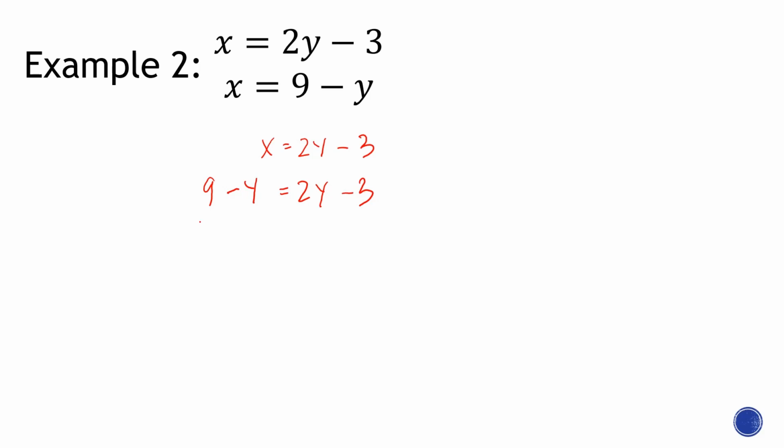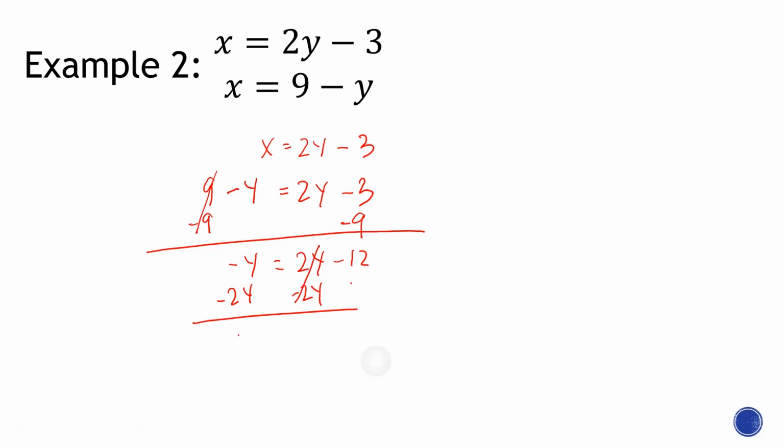Okay, so I will first get rid of the constant, keep the negative y, keep 2y, and then negative 3 minus 9 is negative 12. And then I will subtract 2y on both sides. This is negative 3y equals negative 12. And then I will divide by negative 3. So therefore, y equals 4.